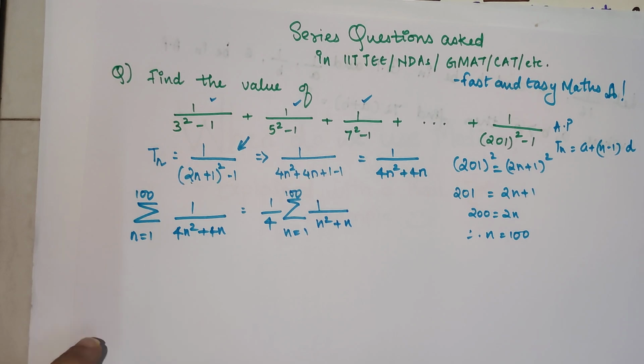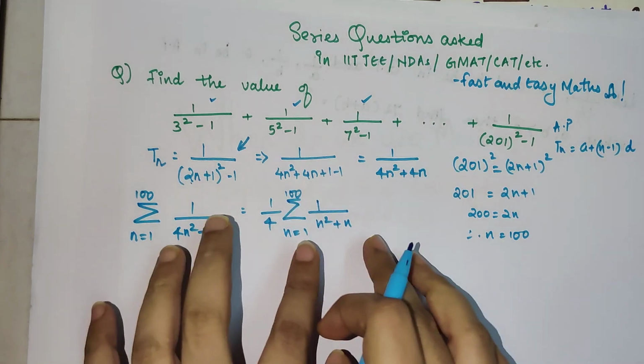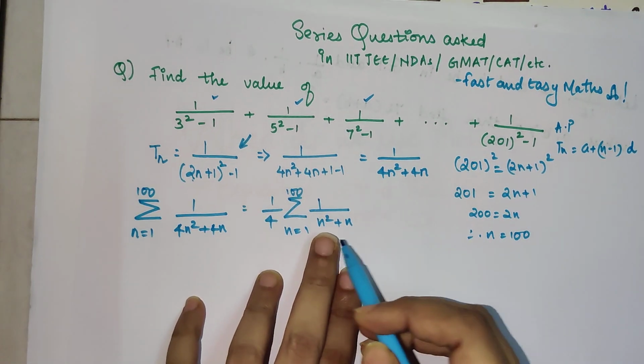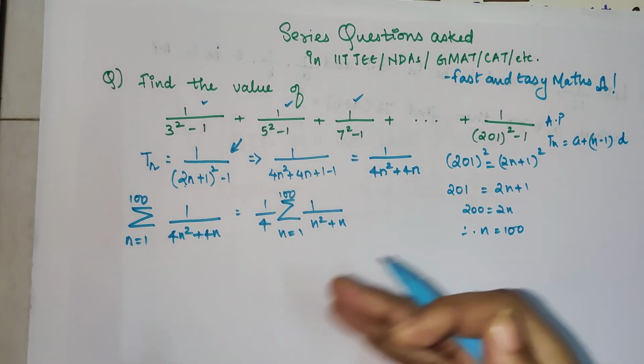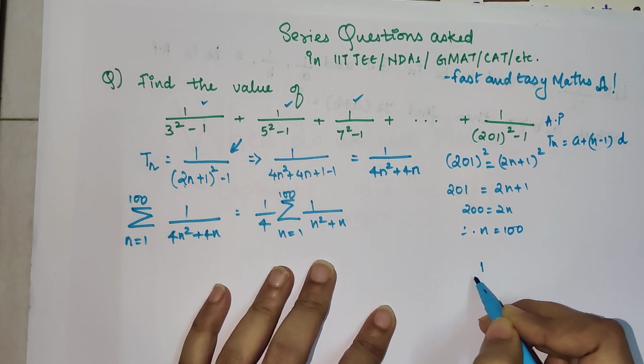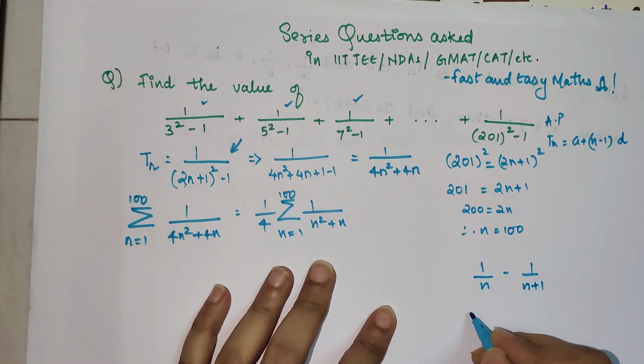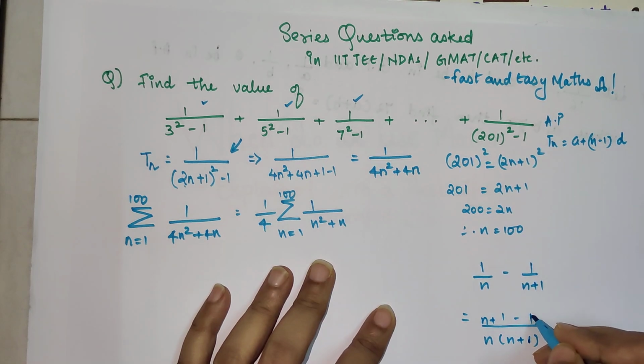Now this is very crucial. Please understand, this is also something which is very difficult to find. We need to simplify this in such a way that the maximum number of terms get cancelled. So here if I do 1 upon n minus 1 upon n plus 1, what do I get? Let's take the LCM. We have n into n plus 1, and I will have n plus 1 over here and minus n, right? So this n and this n get cancelled.